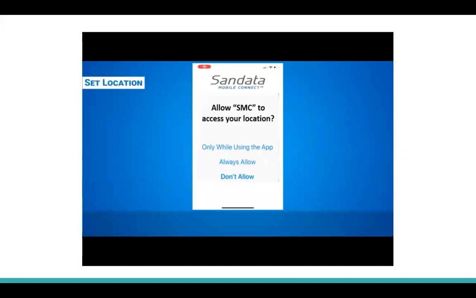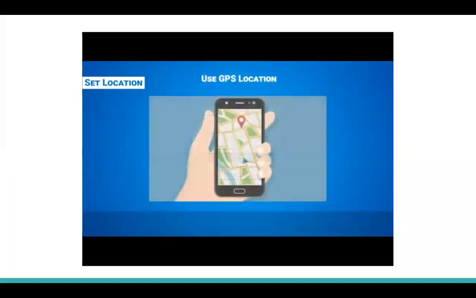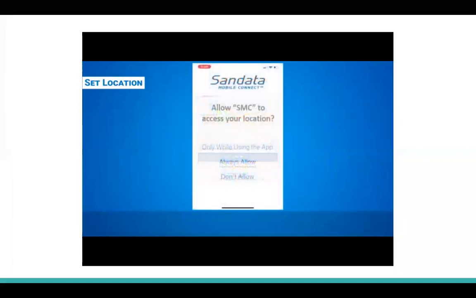Once you open Sandata, the Sandata mobile prompt will ask you to use your location services. You want to use GPS to clock into your shift, which will document that you are at the client site, and you can tap allow while using the app.